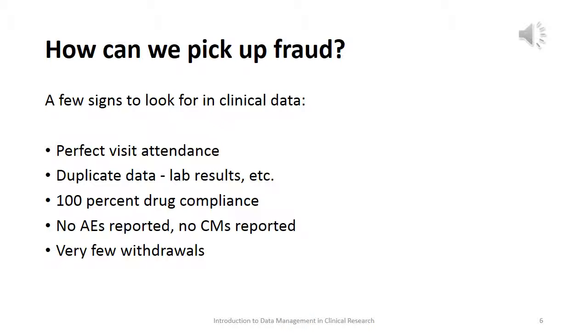You may see duplicate data, such as lab results. If a patient comes in and they've got a lab result from one visit, and then they come in for the following visit that might be a few weeks later, a month later, and they've got identical lab results, that may be an indication that something is wrong there in the lab. It doesn't mean it's fraud, but that might be something we want to at least take a look at.